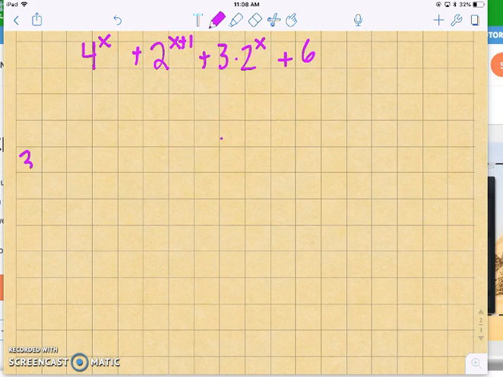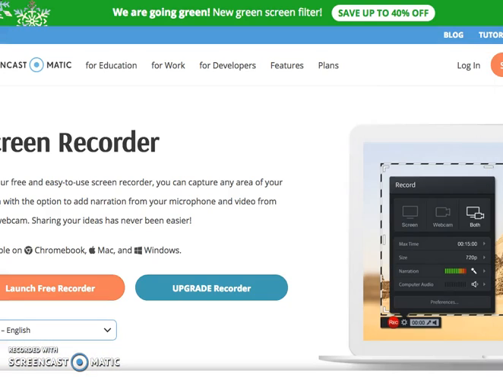And the third one that we're going to take a look at. Let's say we have 3 to the x plus 3 to the negative x, squared. Well, what does that equal? Well, we write it out twice. So 3 to the x plus 3 to the negative x times 3 to the x plus 3 to the negative x.